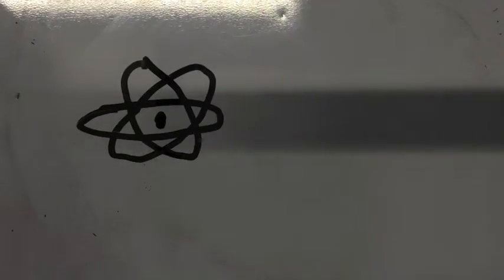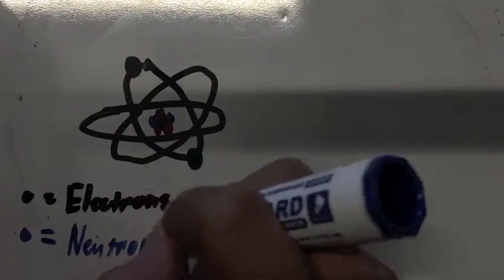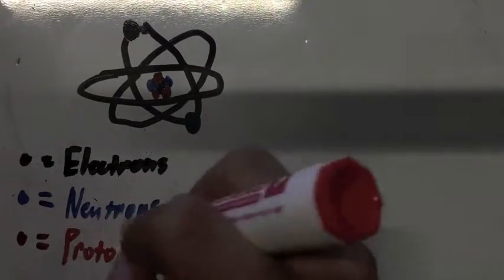Located in the center of an atom is its nucleus. The nucleus contains most of all the atom's mass. It is composed of two types of particles, protons and neutrons.